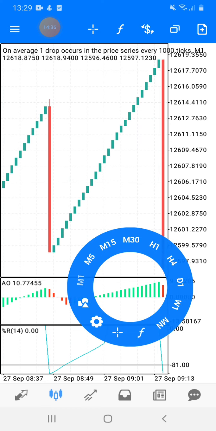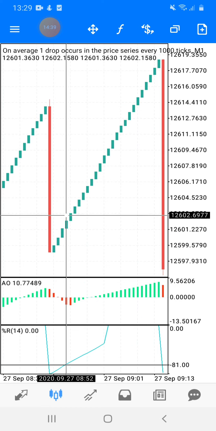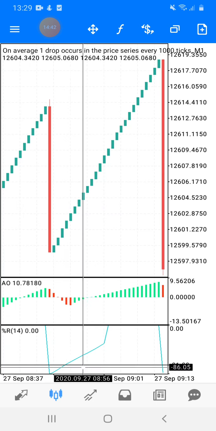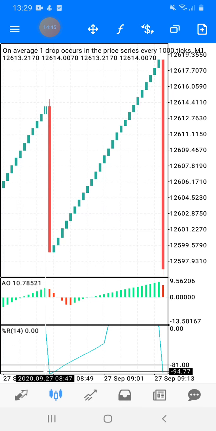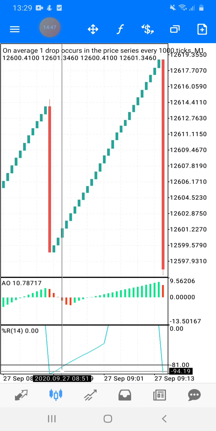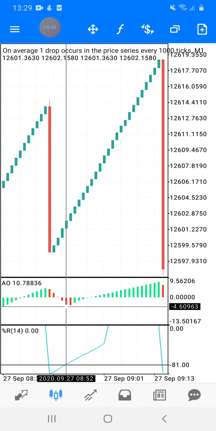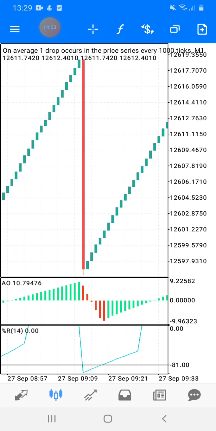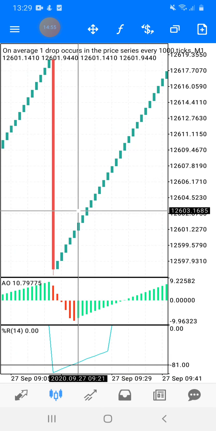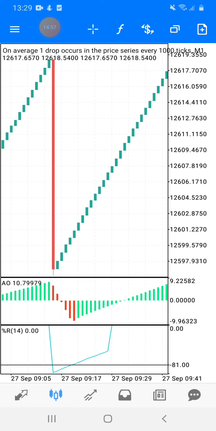Okay, there's another one here. This one, the AO is comfortably below. And then we can see that the percentage range is comfortably below also. We jump in and we take the trade. That's already, I think, 9. There's another one that's sitting at 10. And we're just going to keep going through and counting the trades.